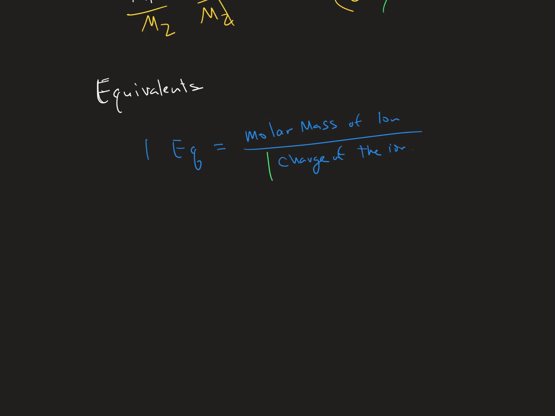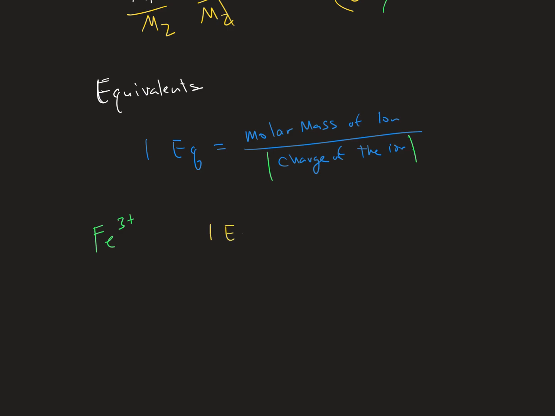And the charge, we're going to put in absolute value. What does that mean? We don't care if it's a positive number or negative number. It's going to be positive, right? So we don't have to worry about negatives here. Okay, so if we have iron 3 plus in our blood, from maybe iron phosphate, for example, let's find out what one equivalent of iron is.